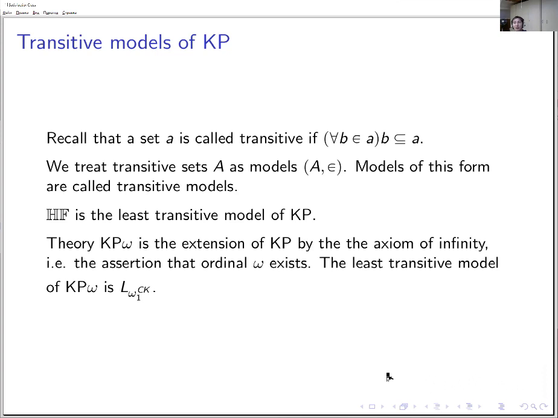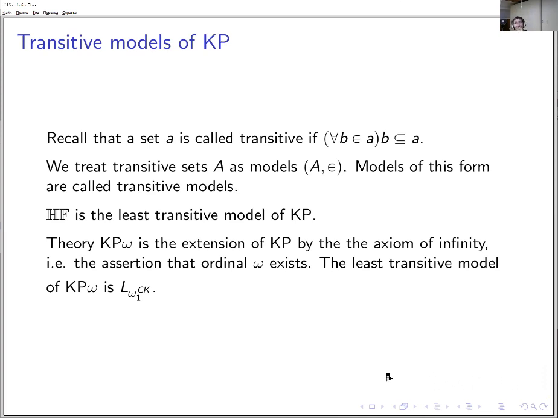This is KP omega, the classical theory. It is the extension of KP by the axiom of infinity. By infinity here I mean the axiom that essentially says that the ordinal omega exists, or something equivalent. I'm not sure exactly what happens if you formulate the axiom of infinity in some weird way. And of course the least transitive model of KP omega is L omega 1 Church-Kleene.